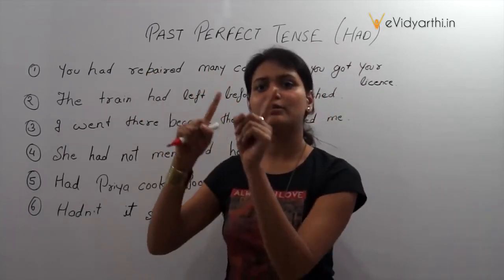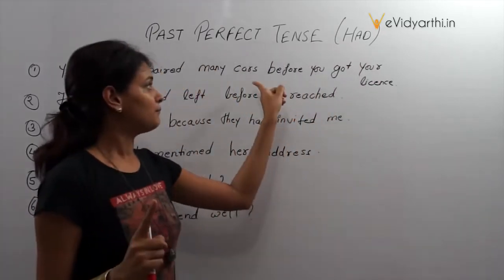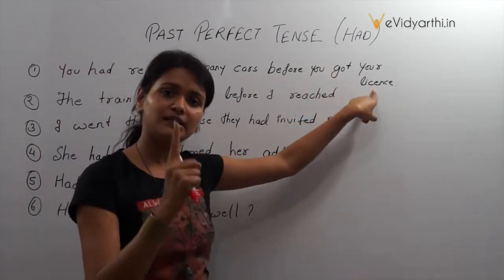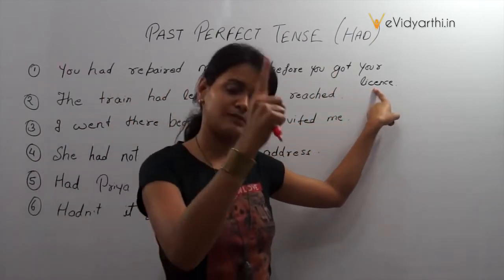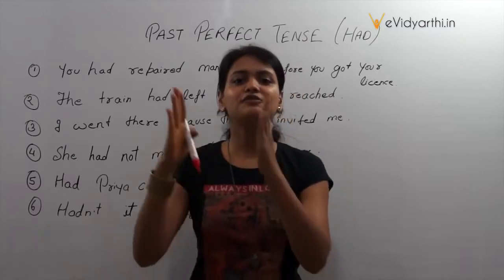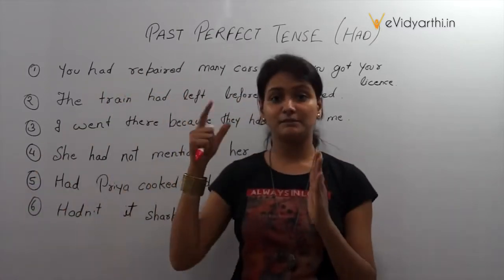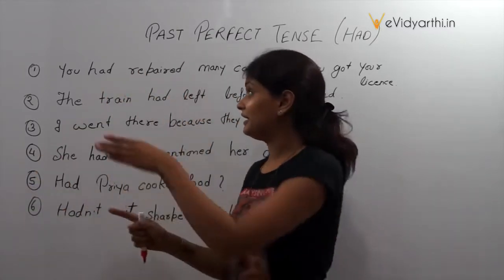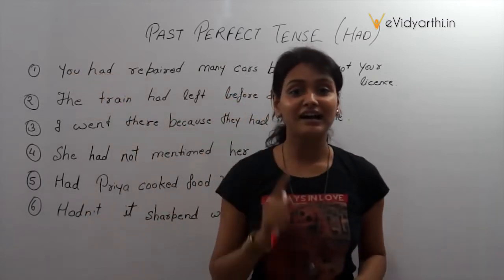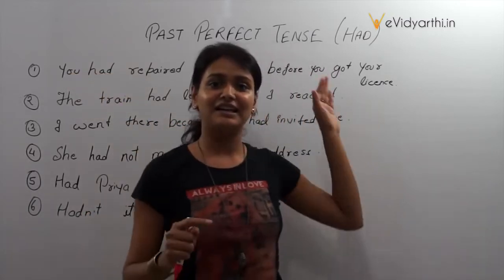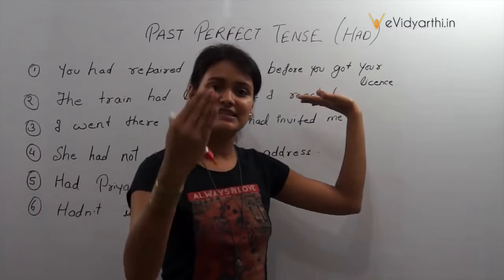First sentence कि आपने बहुत सारी cars repair की हैं. Before you got a license, it means कि इसके पहले आपको license मिला था. So what is the first action happening in the past? पहला action कौन सा हो रहा है? पहला action हो रहा है car repair करने का. License मिलने का action is second one.